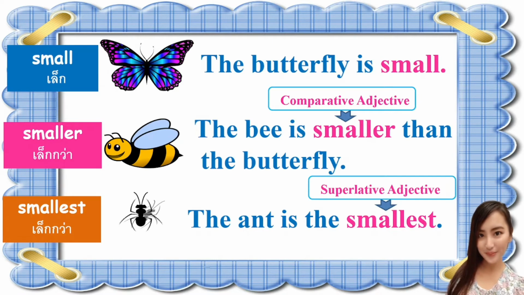Do you understand? Small, this is the adjective. Smaller, this is the comparative form. We use this to compare two. For example, bee and butterfly. And smallest. We use this to compare more than two. For example, ant, bee, and butterfly.